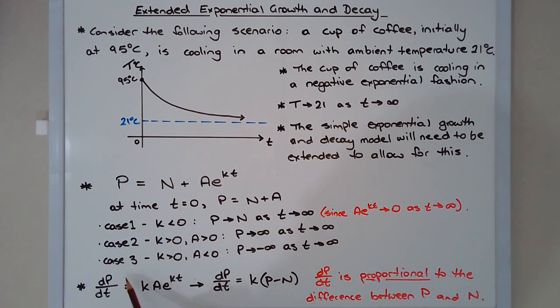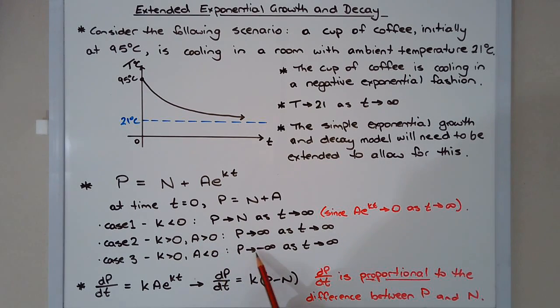Now, case 2 and case 3, this is where the growth constant is positive, but the difference between these two cases is whether A is positive or A is negative. So case 2, positive k, positive A, P approaches infinity as t approaches infinity. So it behaves like the simple model in that sense that as t gets really big, P gets really big. And case 3, k positive but A negative, P then approaches negative infinity as t approaches infinity.